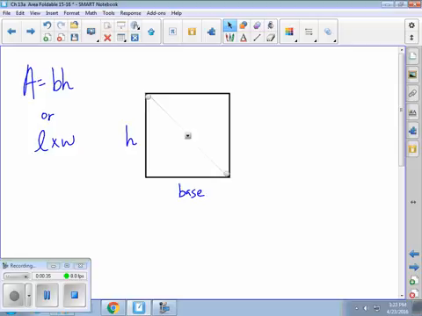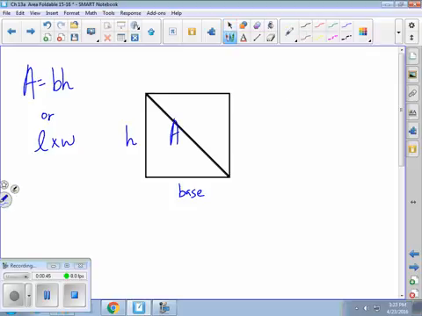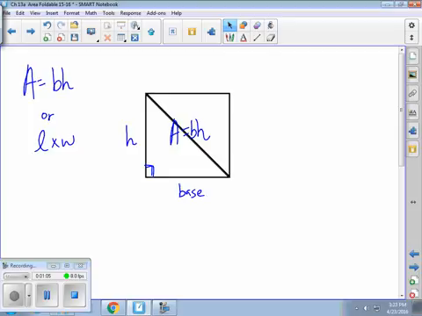Now, I'm going to move this little cover. If I was to draw a line from corner to corner to create a diagonal, I know the interior of my area is still base times height, but I have now created two right triangles, because a rectangle or a square has four right angles. So if the whole area is base times height, ask yourself what happens if you were to, let me see if it's going to let me do it.